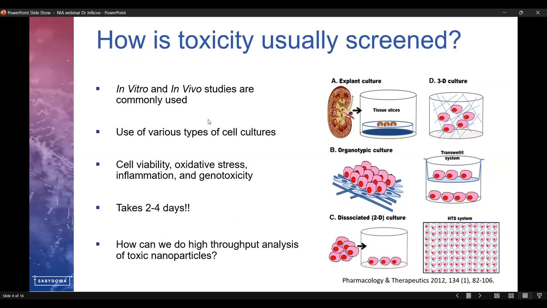But toxicity is usually screened in vitro and in vivo, which are commonly used. They use various types of cell cultures, looking at cell viability and genotoxicity. However, the problem with this is it takes about 2 to 4 days to make the cell culture, make sure the cell culture is correct, and then test the nanoparticles. So that's quite a long time in industry. What the project is looking at is trying to do a high throughput analysis of toxic nanoparticles. So the project before the Sabidoma project was looking at making a high throughput analysis of toxicity, which is going to be talked about in a second.